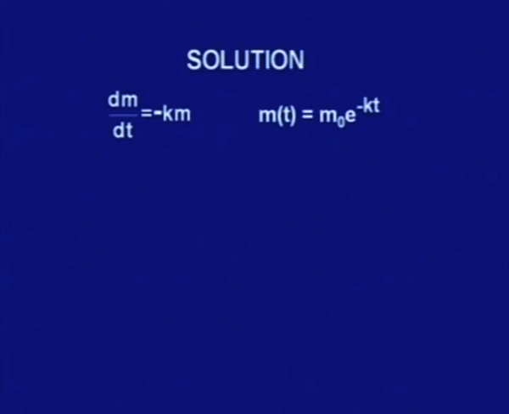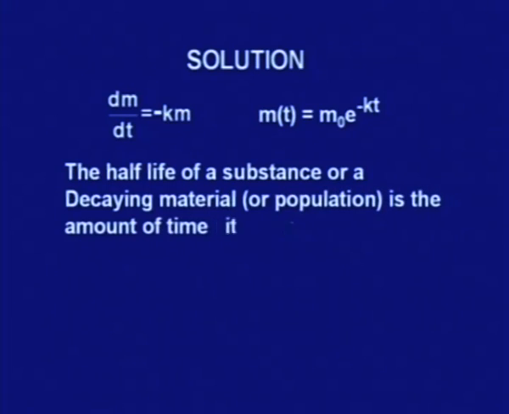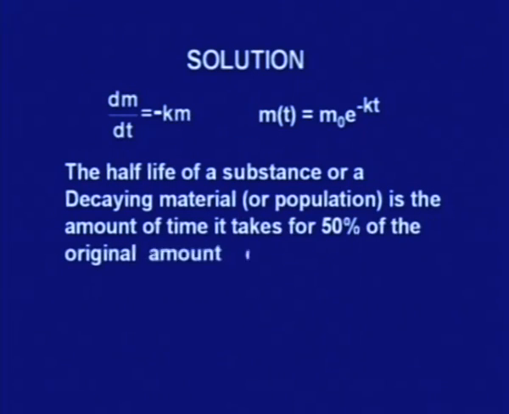How are we going to find it out? We will see in our example what other conditions are given to us. We have been given the information about the half-life. Now, what is the half-life? The half-life of a substance or a decaying material is the amount of time it takes for 50% of the original amount of the substance to decay. We have been given here that the half-life of this is 5600.